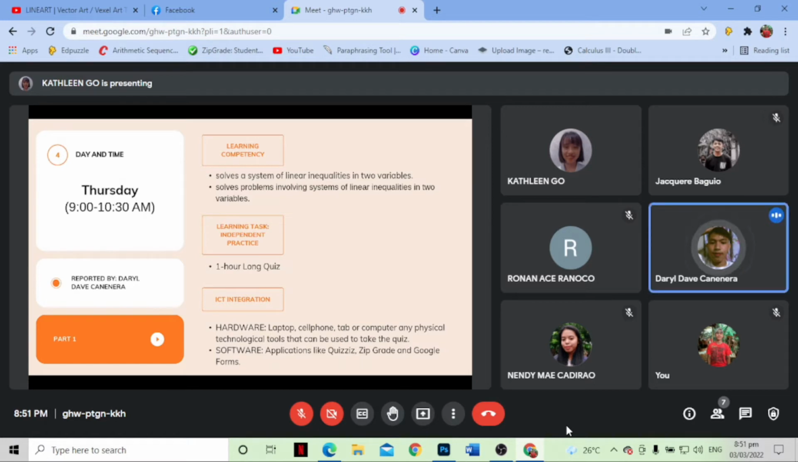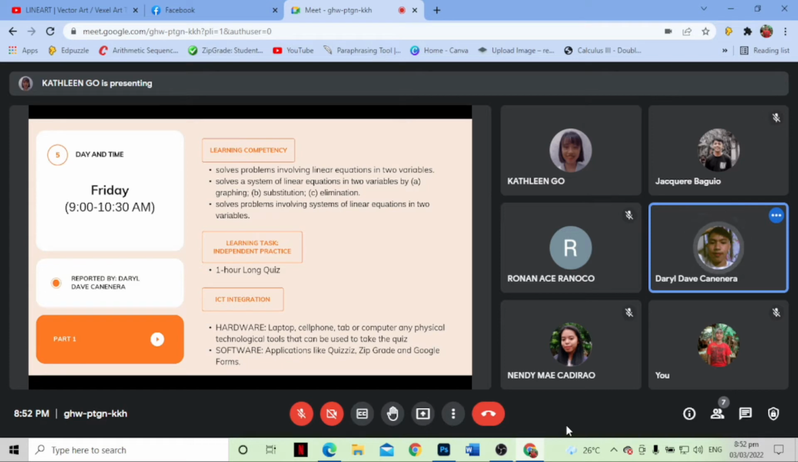So for the Thursday schedule, the learning competencies are as follows. The students will solve a system of linear inequalities in two variables. Solves problems involving systems of linear inequalities in two variables. For their learning task, it will be an independent practice, which will be a 1 hour long quiz. And in ICT integration, for hardware, a laptop, cell phone, and tab or computer, or any physical technological tools that can be used to take the quiz. For software, applications like Quizizz, ZipGrade, and Google Forms will be used.